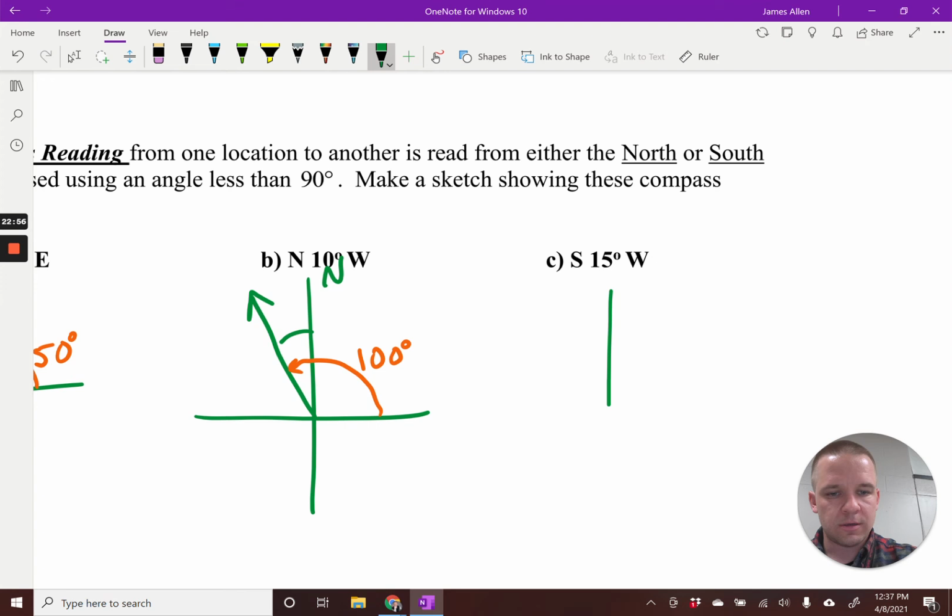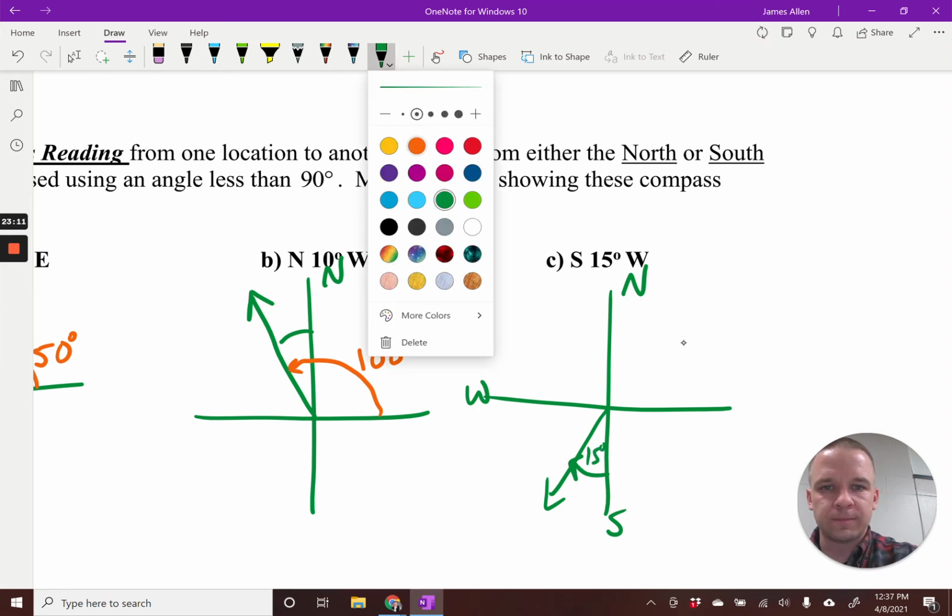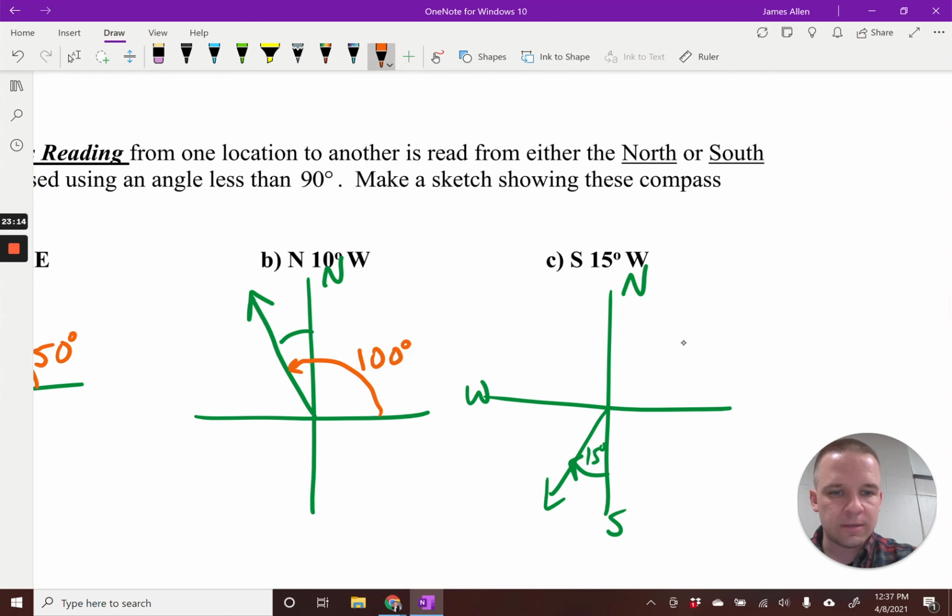South 15 degrees west. So here's my north. This is my south. To the west, there's west. This would be 15 degrees off of south. So what's my trig value then? Well, for my trig measure, I've got 90, 180, and then I've got to continue another, what would that be? 75. So that's 180 plus 75, that's 255.